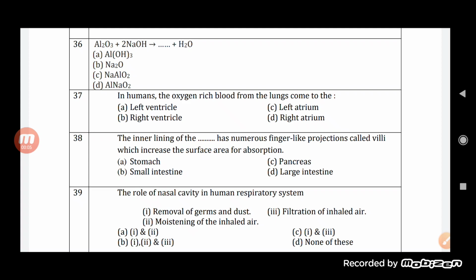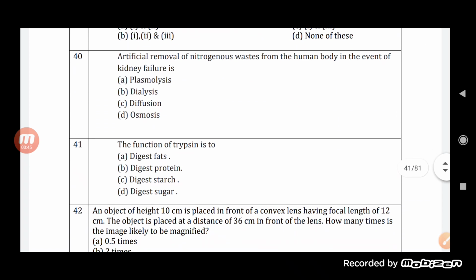So students, in the previous class, we were talking about the question answers of the chapters coming in term 1. Now we will continue with the question answers. Question number 37 is: in humans, the oxygen rich blood from the lungs comes to the... So basically, in humans the oxygen rich blood comes to the left atrium. Okay, so we have discussed this question.